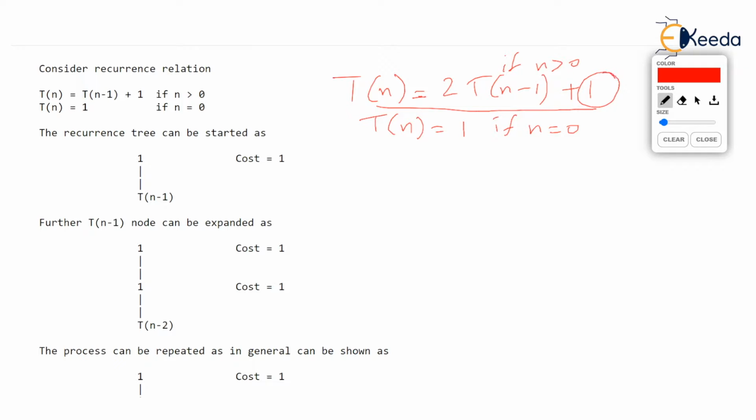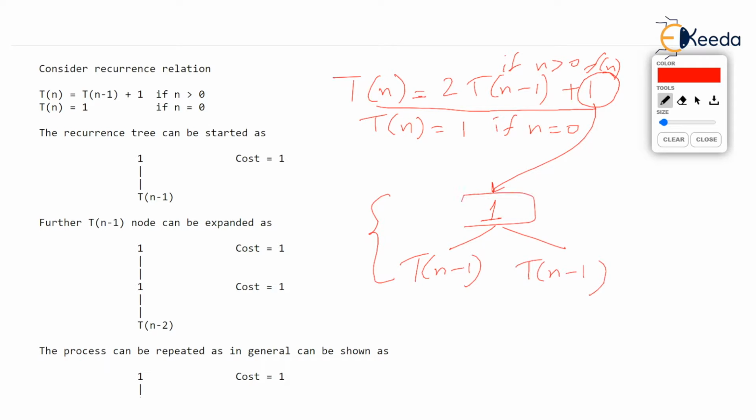This is f(n), isn't it? So simply put it as the root. And now this additive term f(n) is getting added with T(n-1) and T(n-1), because the term is twice T(n-1). So now the root will have two children, and both will be labeled T(n-1) and T(n-1). Now this entire thing I have drawn from the root onwards up to the children represents T(n). So T(n) is nothing but 1 getting added with T(n-1) and T(n-1). I hope you understand. This is how the recurrence tree begins.